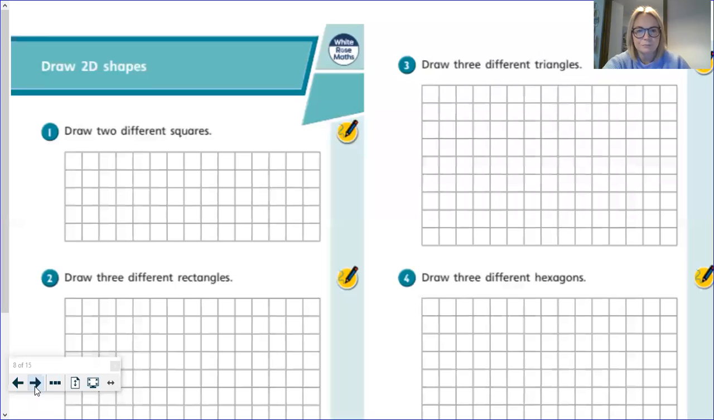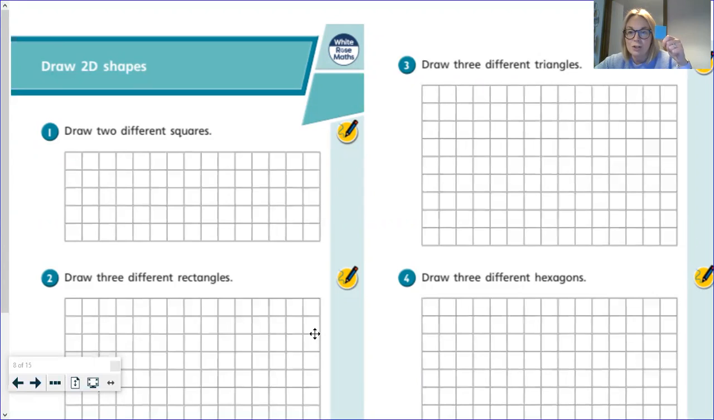Now, your worksheet. As I've said, we're drawing shapes. So use the little squares on the sheet to help you. The first question says to draw 2 different squares. So who can tell me how many sides or edges does a square have? Hope you're all telling me through the computer. Hopefully you're saying that it has got 4 sides, 4 equal sides, in fact.